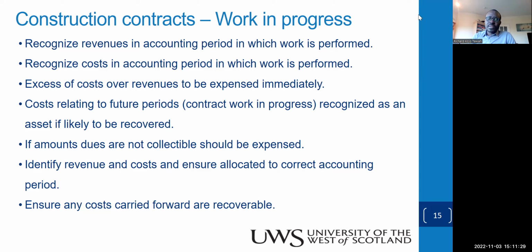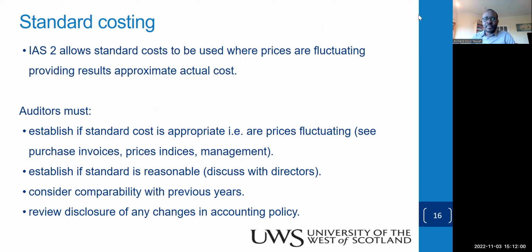Usually, when the costs exceed the revenues, expense them off immediately. Check, did they do that? Costs relating to future periods, future WIPs, we can recognize these only if we know that we can recover these costs later on. If we can't, write them off. So identify once again the revenue and the cost and ensure they relate to the correct accounting period. Ensure any costs we have carried forward are recoverable. If not, write them off.